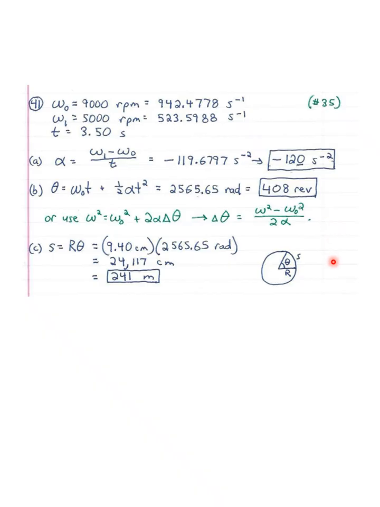Question C is asking about a distance that a point on the edge travels. And let's look at this picture here. If we have an angle and the radius of the circle, we're looking at the arc length, which is S. And S equals r theta. As long as theta is in radians, this equation works. S equals r theta. So 9.4 centimeters times 2565.65 radians, which is what we got in part B. And we get 24,117 centimeters. Such a large number. Let's scale it down a bit. So 241 meters.